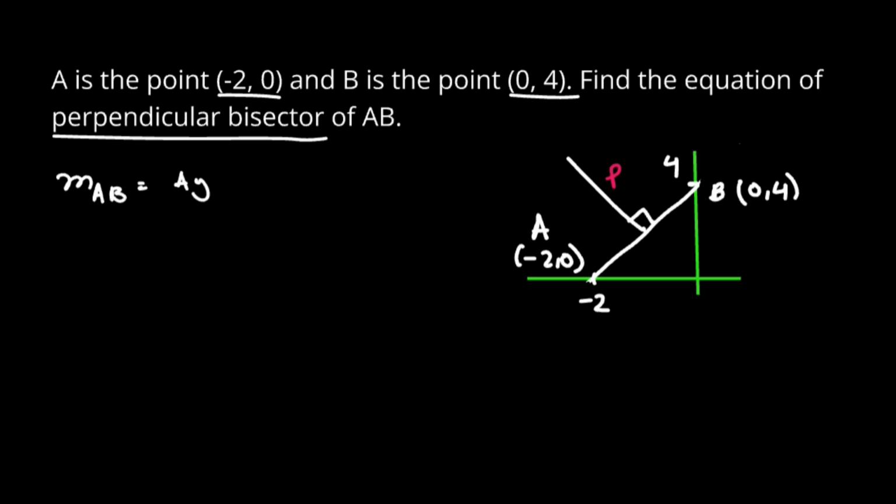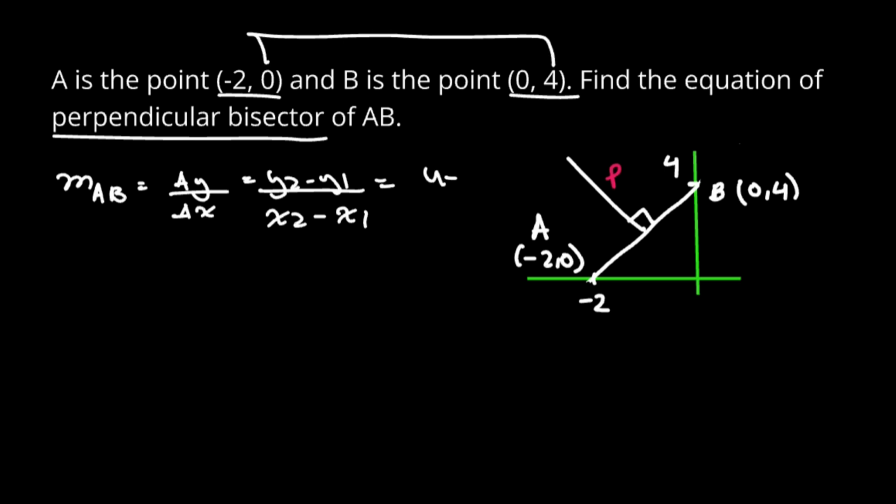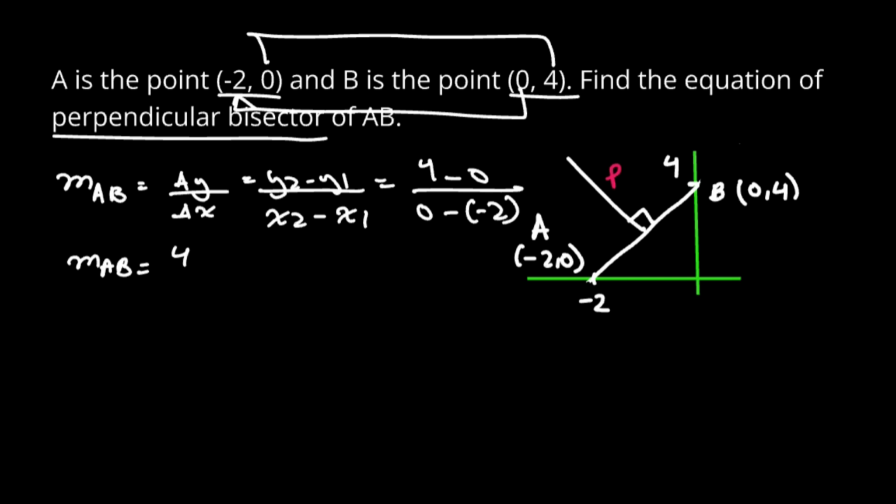Gradient is change in y over change in x. That is y2 minus y1 divided by x2 minus x1. So the gradient becomes 4 minus 0 divided by 0 minus minus 2. So 4 minus 0 is 4 and 0 minus minus 2 is 0 plus 2, that is 2. So 2 ones are 2, 2 twos are 4. So the gradient of line segment AB equals 2.